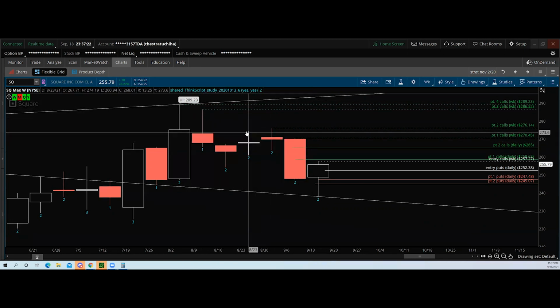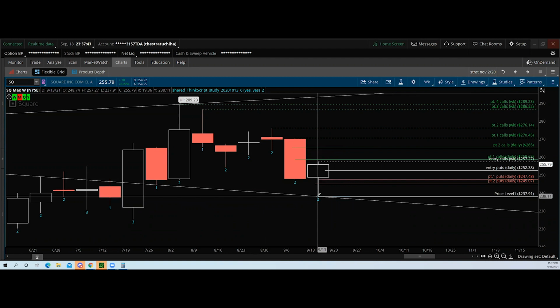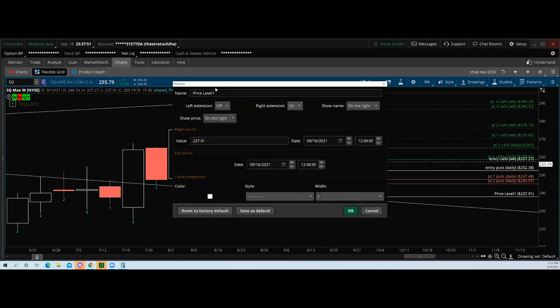The reason why I wouldn't mark this one is because this high has already been taken out by this candle. So when I'm looking at price targets, I'm marking the highs that haven't been taken out yet. That's how I get my price targets. Right here, I'm looking at this potentially being a 2 down, 2 up reversal. Also, if it does break the low of this candle, which is 237.91, as you can see right here, that would be entry for puts on the week.